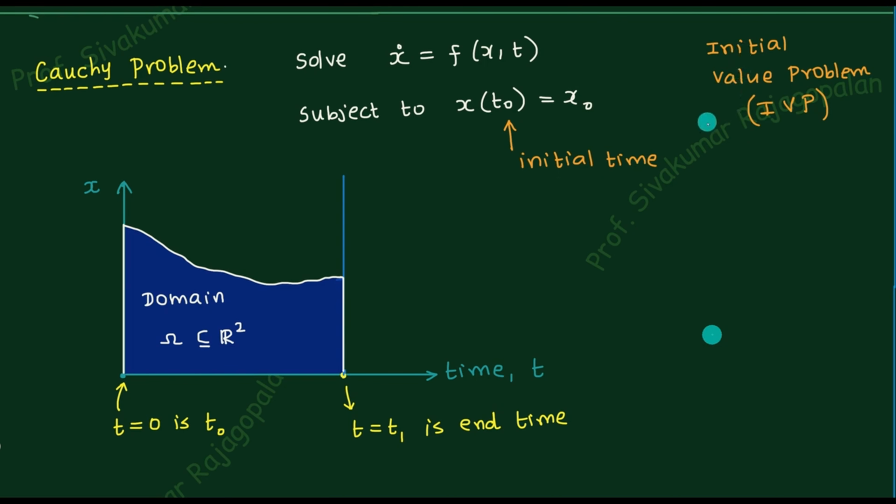Why it is called initial value: you have to start the experiment. If you don't start, then the experiment itself will not be executed, right? If you have a chemical reaction or a simple pendulum, you have to start the oscillation. If you don't start the oscillation, then the pendulum will not oscillate. So that is called the initial time. That is the meaning of initial value.